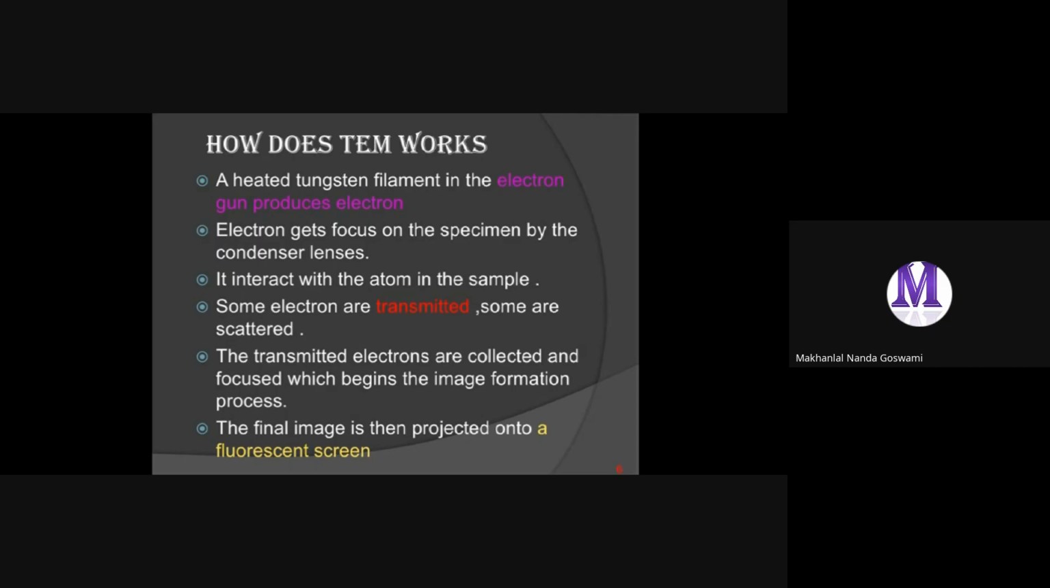When these electrons hit the sample, some electrons get scattered, some get transmitted. These transmitted electrons hit the fluorescent screen at the bottom of the microscope, which produces the image of the specimen. This image is directly studied by computer or photographed using a camera.